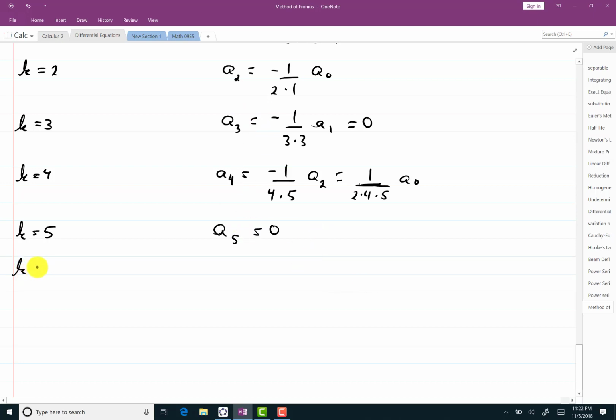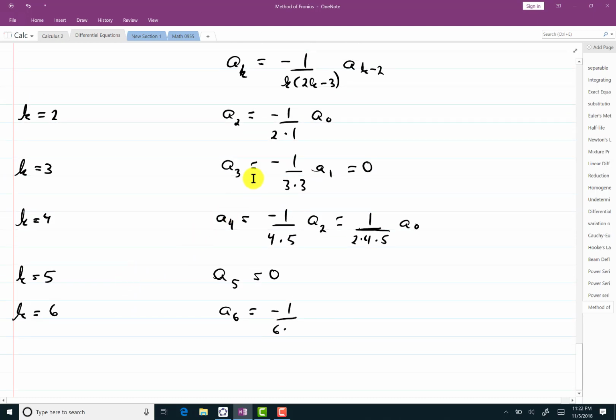Then we get k equals 6. I got a sub 6 equals negative 1 over 6 times 2 times 6 will be 12, minus 3 will be 9, times a sub 4. And a sub 4 was 1 over 2 times 4 times 5, so I'll throw those in. Negative 1 over 2 times 4 times 5 times 6 times 9, a sub 0.